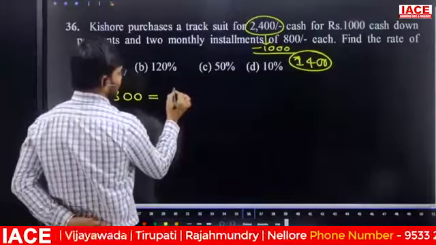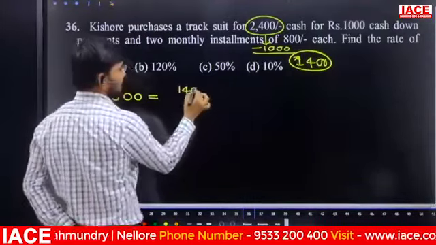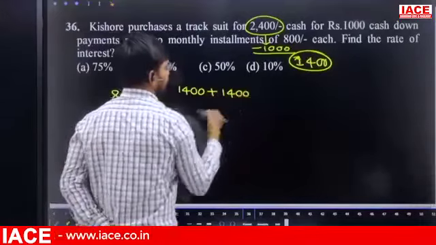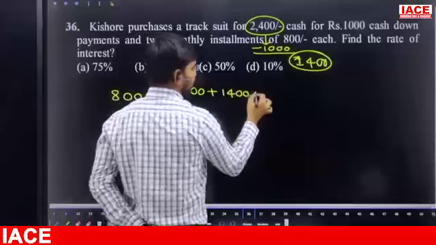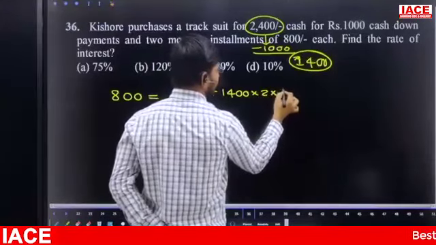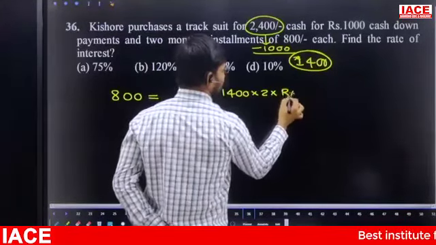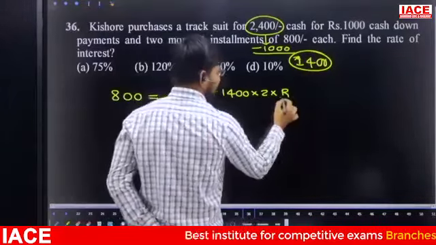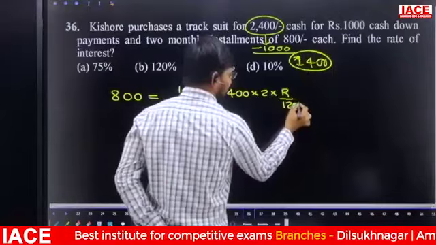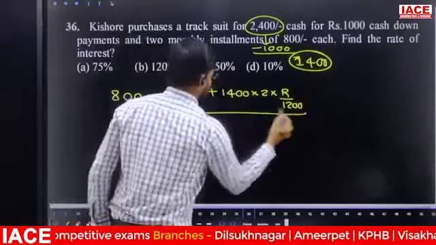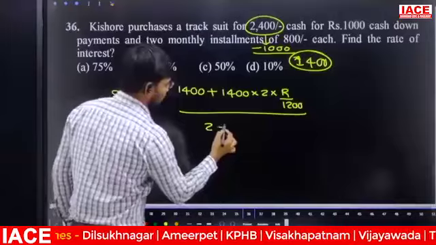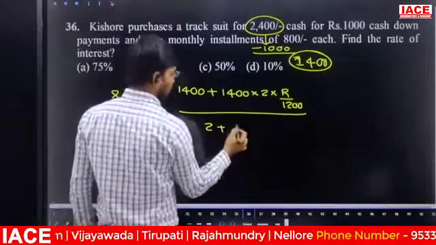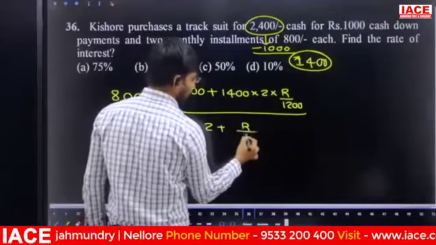So amount is what here? Principal is 1,400 plus interest is what? 1,400 into T, 2 months. R is what? They're asking R by 1,200. So R% and R by 100. Since it is months, I am writing R by 1,200, divided by N, that is how many months? 2 months, plus 2C2. I said NC2, 2C2 is 1. So into R by 1,200.